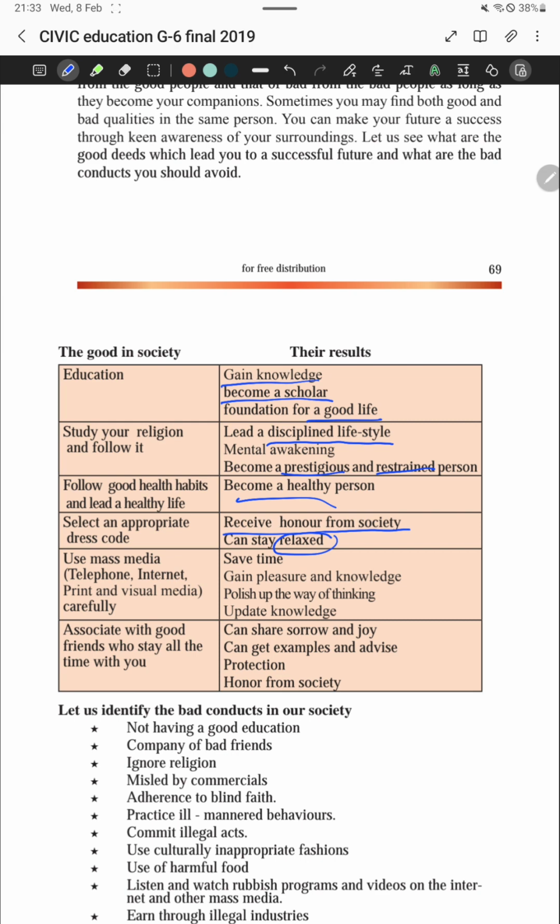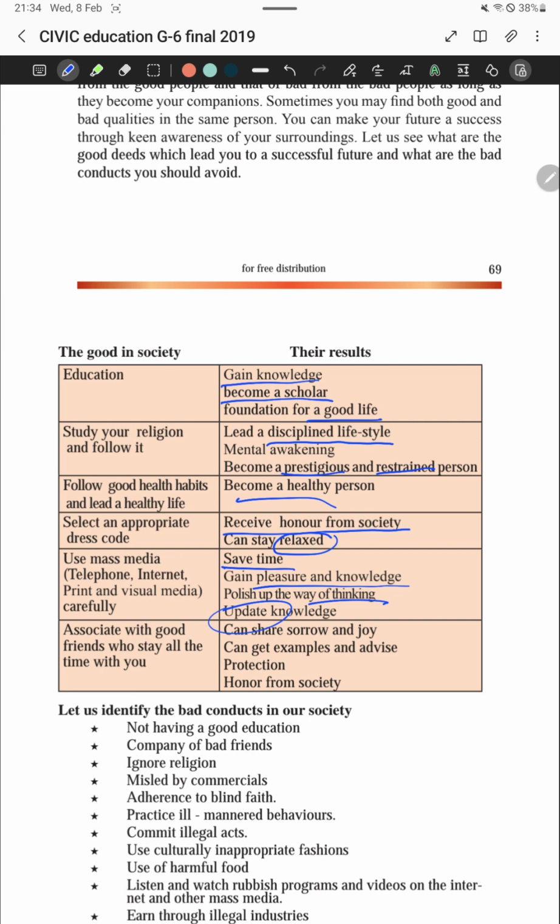And use mass media, but use the internet, telephone, visual media, radio and other things carefully. When you use the mass media, you can save the time of gathering information and gain pleasure and knowledge. You can get pleasure and knowledge from the mass media and polish up your way of thinking. You can think more than what you know. If you get information from the mass media, you can update your knowledge and be an updatable person.